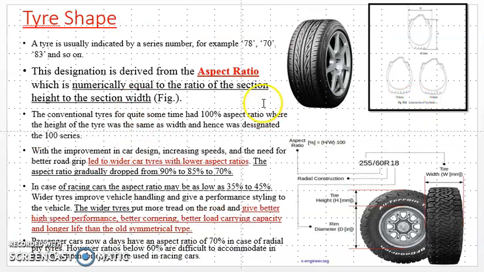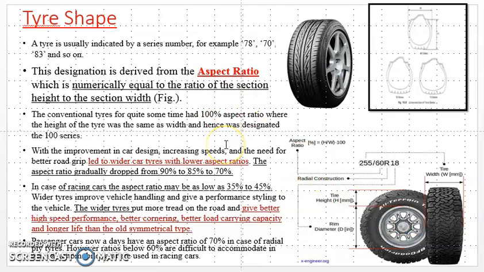We have seen the aspect ratio, the ratio of section height to section width, and how to designate the tire. In the specification of a tire, the first number is the width of the tire, the second number after the slash is the aspect ratio, the next is the ply construction, and the last value is the diameter of the rim.